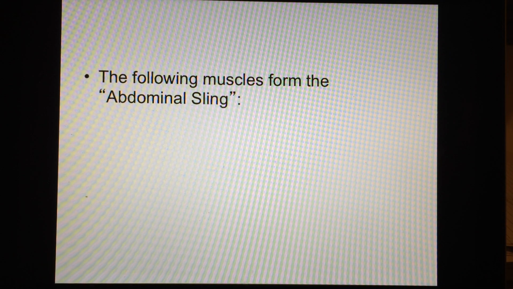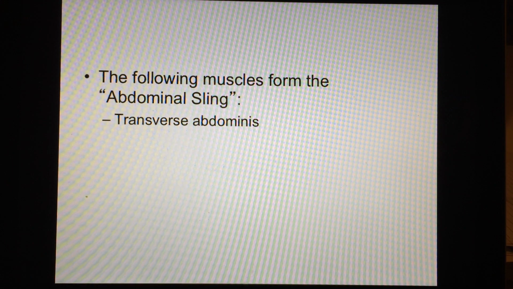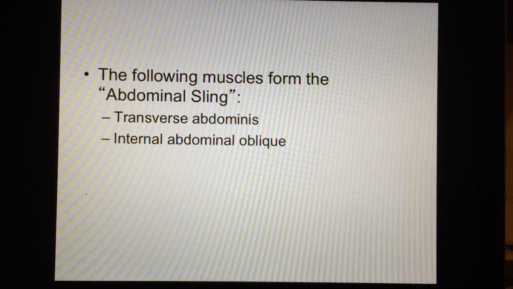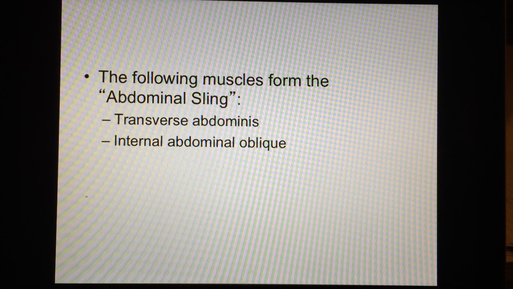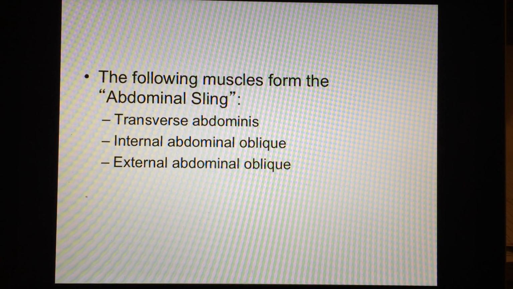Let's take a look at the three muscles that form the sling. The first one is called transverse abdominis, and we are going to look at these individually. The second one is called internal abdominal oblique. And the third one is the external abdominal oblique. It's kind of an odd thing. These are sheet-like muscles. They're real thin layers, and they go over top of each other, and we'll talk about the direction of fibers. It's pretty cool. Now, why do you need three layers of thin muscles stacked on top of each other to form a sling for your abdomen?